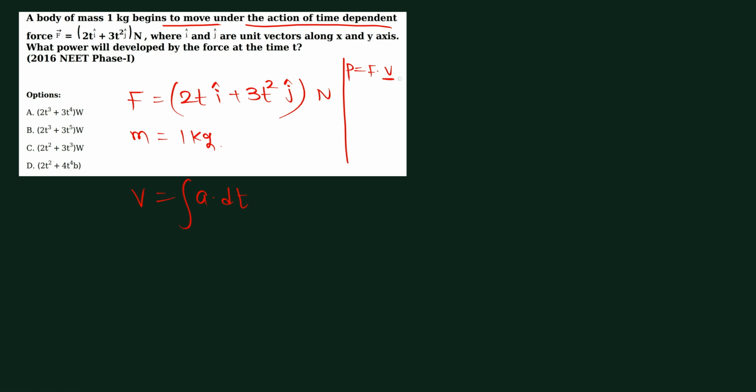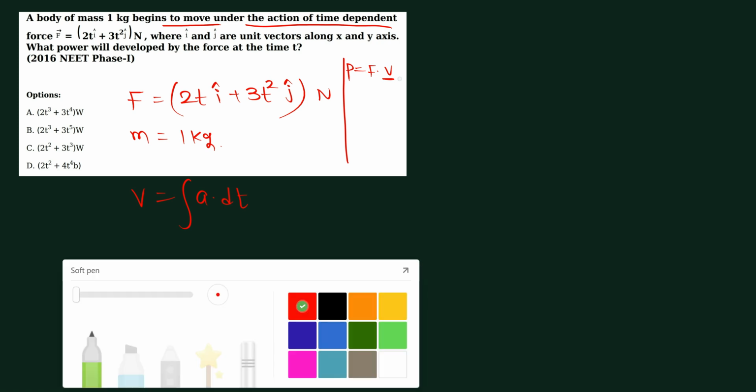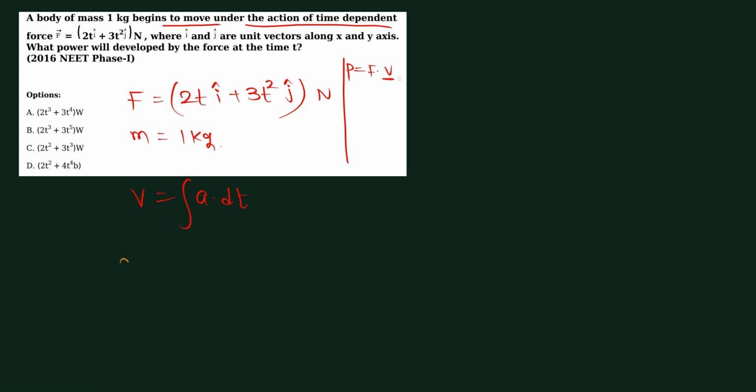Then how do you get this A? How do you get this A? A we can write like this: A equals F by M. Okay, so now you see what is the F vector? That is 2t i plus 3t square j, divided by 1. Again you will get the same here, acceleration equals F by M.